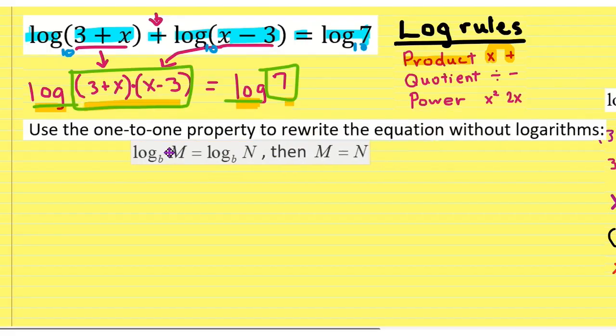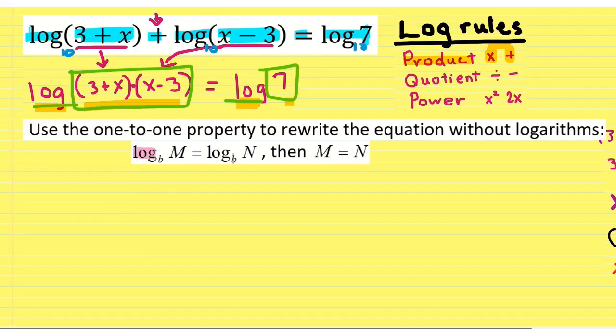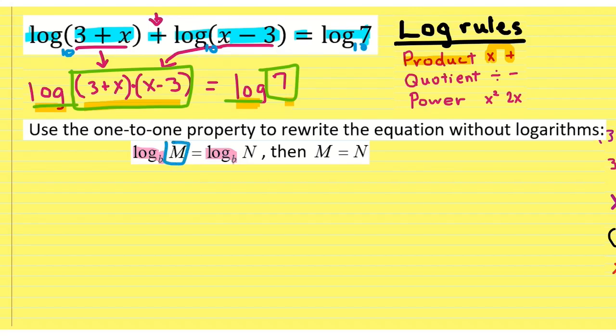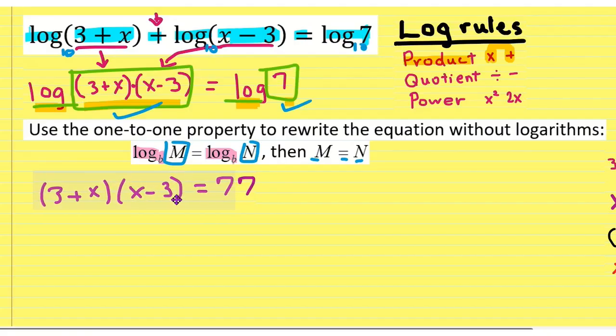And here's what that rule looks like in your textbook. If I have the same log, log base b, on one side of the equal sign and log base b on the other side, then these two arguments, the m and the n, will be equal to each other. The m will be equal to the n. So that means that all of this and all of that will be equal to each other. So let's go ahead and set those equal to each other. And now it's really starting to look like just some algebra.